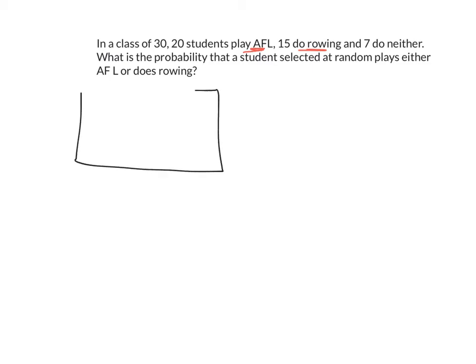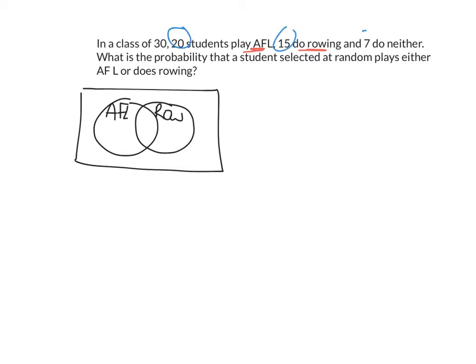So remember Venn diagram, we've got a rectangle and two circles that represent the two sets. In this case, we've got AFL and the number of students who row. You probably noticed that 20 plus 15 plus 7 equals 42. That's 12 too many. So we've overcounted 12, so we put 12 in the middle, okay? That's the only possible way the numbers can add up to 42.